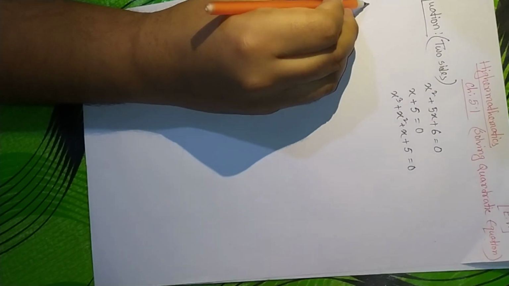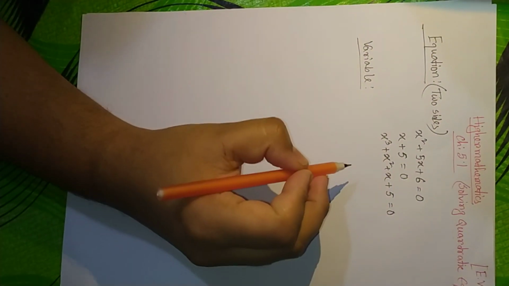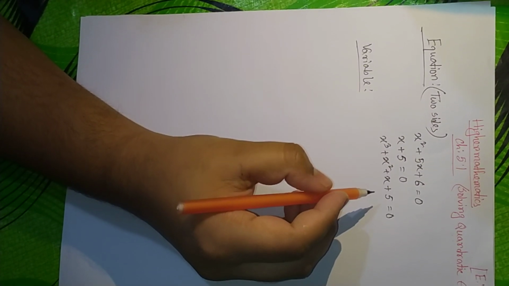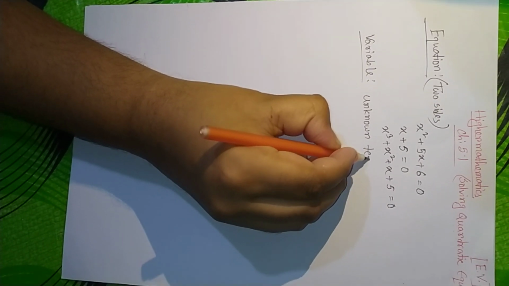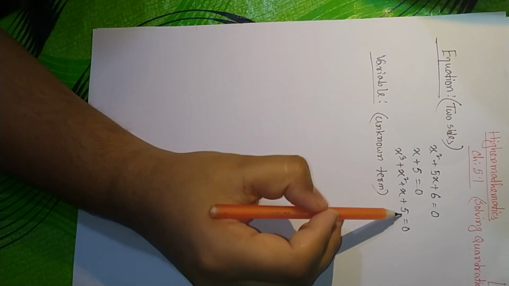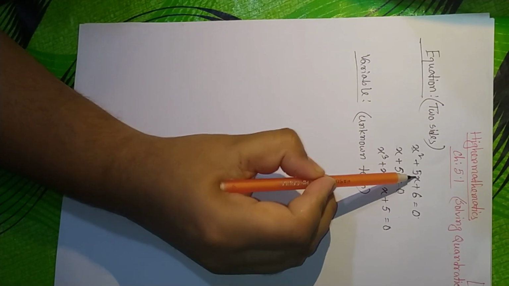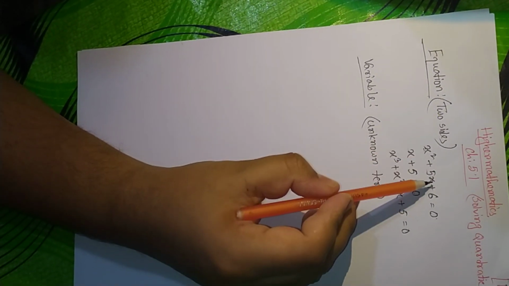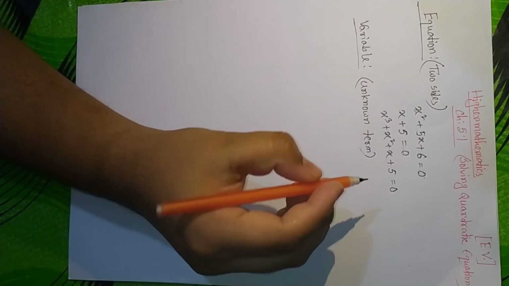Now we have to understand what a variable is. Actually, a variable means the unknown term of an equation. The unknown term of an equation is called a variable. What is called the unknown term? Suppose this is an equation, this is also an equation, and this is also an equation. In these three equations, x is the unknown term. Here x is also the unknown term. Here also x is the unknown term. Since x is the unknown term, the variable of this equation is x.